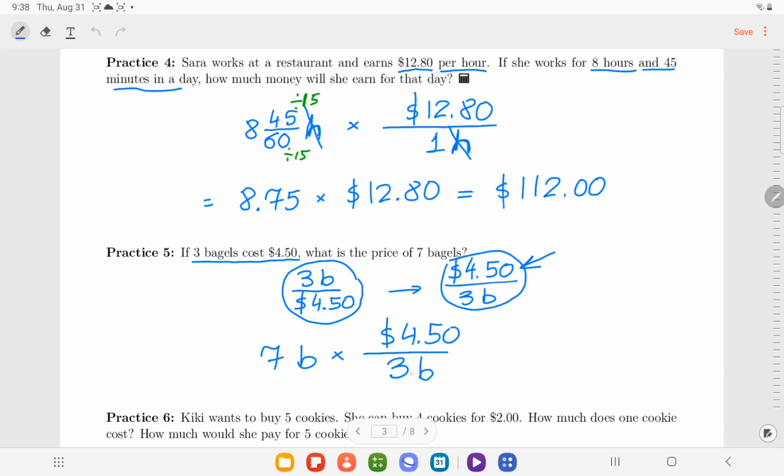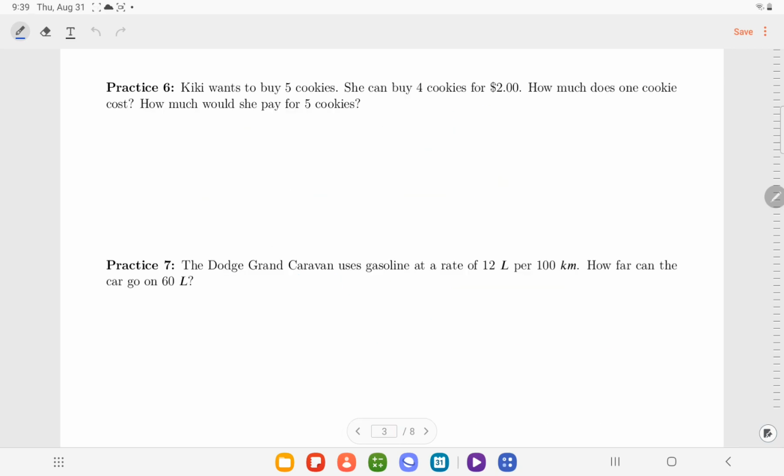$4.50 per 3 bagels. Bagels cancel out and we get $10.50 for 7 bagels. Kiki wants to buy 5 cookies. She can buy 4 cookies for $2. This is our rate, our conversion factor.